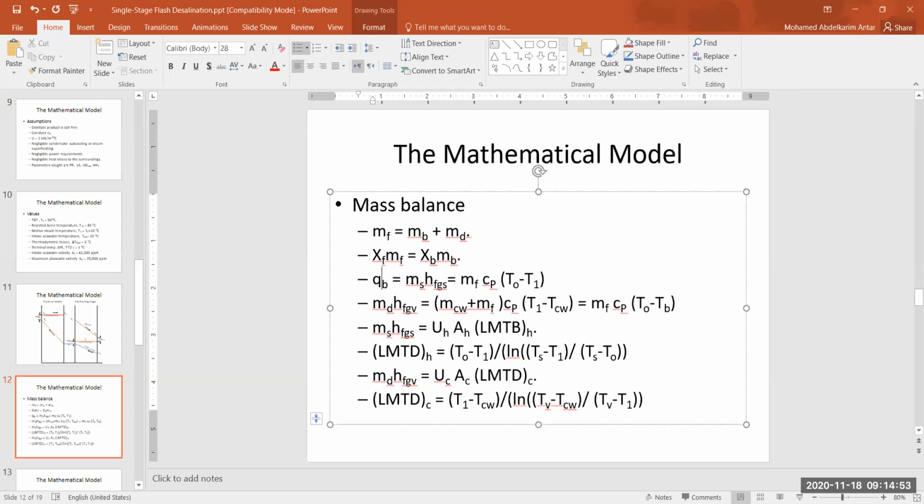Which is m dot steam into HFG of steam. And this is going to be used to preheat or to heat the feed, m dot feed, from T1 to T naught, which is top brine temperature. So again here, T naught we refer to as TBT, and the TBT stands for top brine temperature.